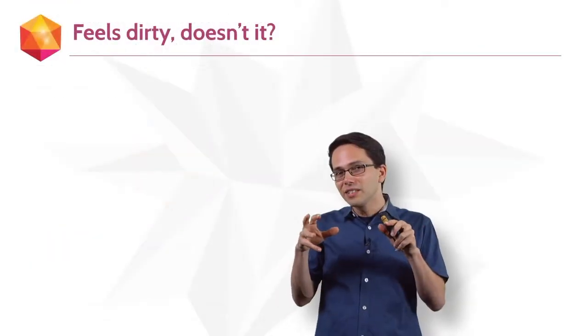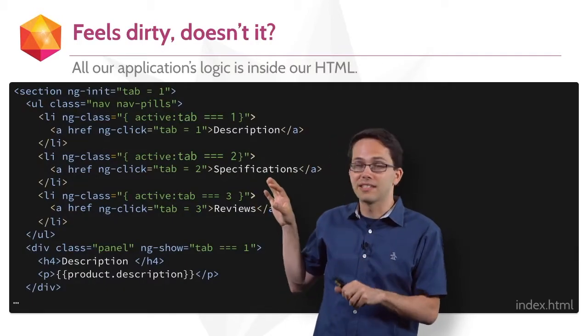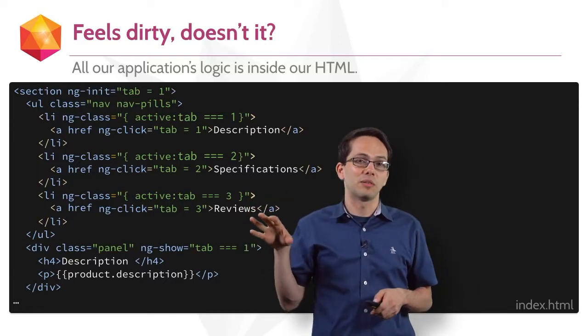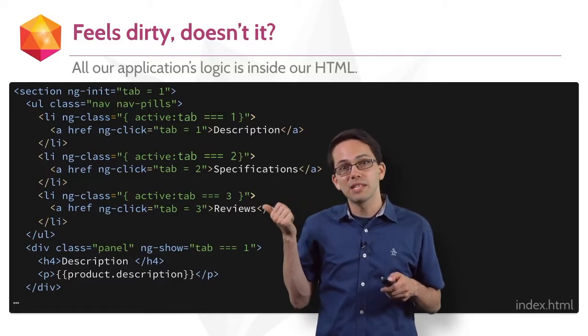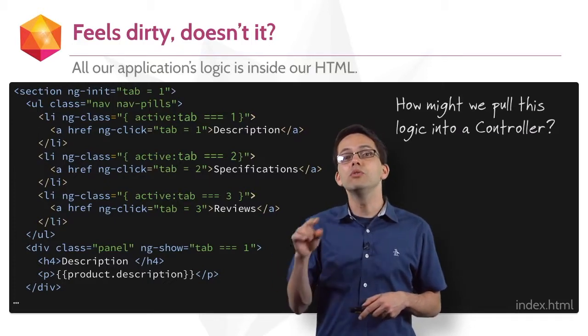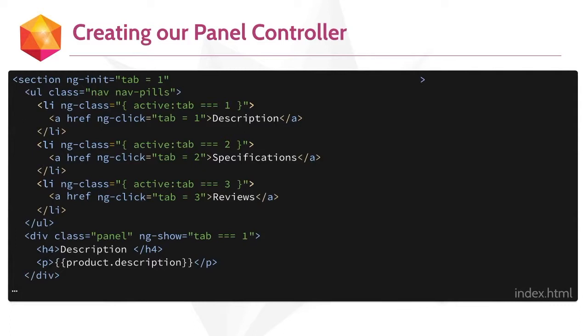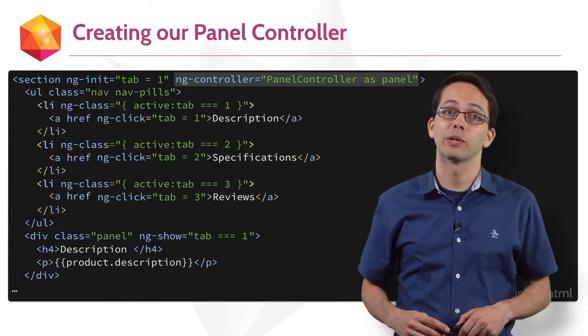If it's starting to feel a little bit dirty, a little bit wrong, that you're putting all of this logic inside your HTML page, well, you're kind of right. We need to figure out how to pull that logic into something to organize it. The best place here might be a controller. Not our store controller. We need a new controller for this logic. Maybe we'll call it our panel controller. First, we'll use the ngController directive, specifying our panel controller as panel. Panel is our alias that we'll be using inside of this element to refer to our panel controller.